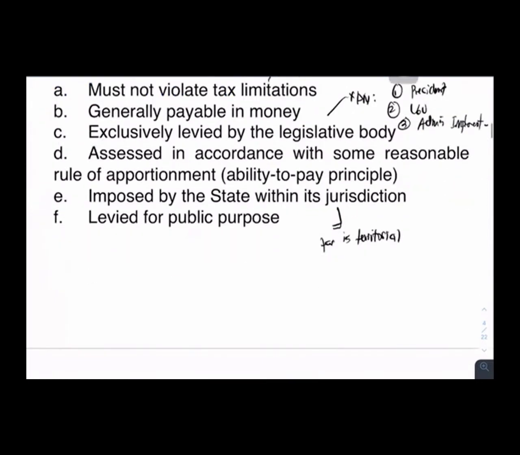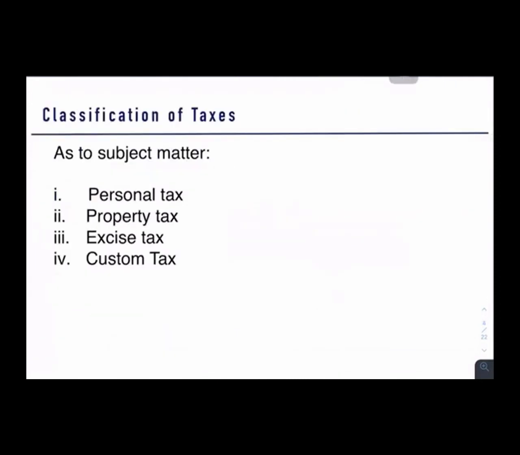We go now to the different classifications of taxes. So we have different classifications of taxes. So I think we have 5 classifications or 6 classifications. So we start first with the classification of taxes as to subject matter. So when we say classifications of taxes as to subject matter, this classification pertains to who or what is taxed. Who or what is taxed. So who is taxed or what is taxed.